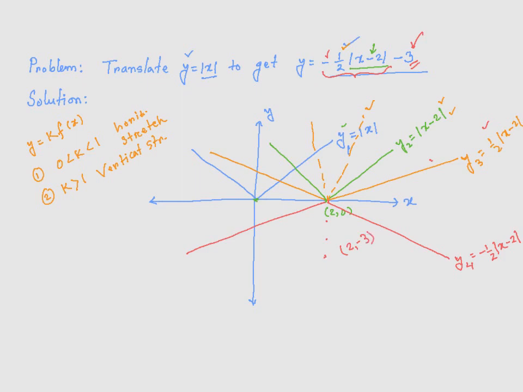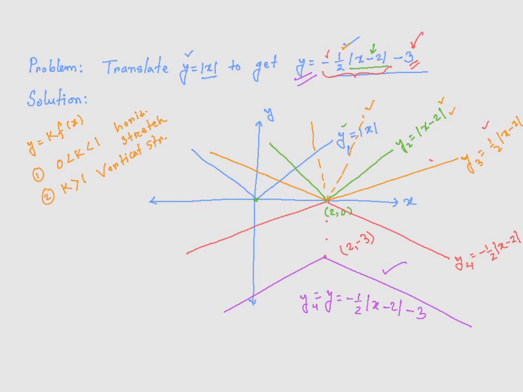So it's going to be the exact same function. Let me use a different color for this one. So my y4, which is just y, is equal to negative 1/2 times absolute value of x minus 2 minus 3, and that's my final function.